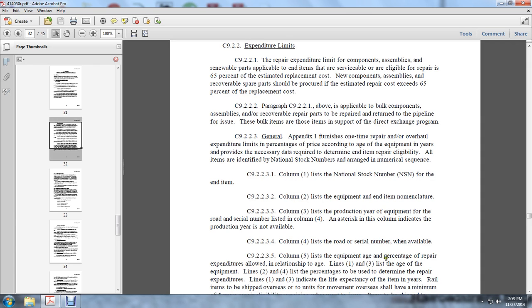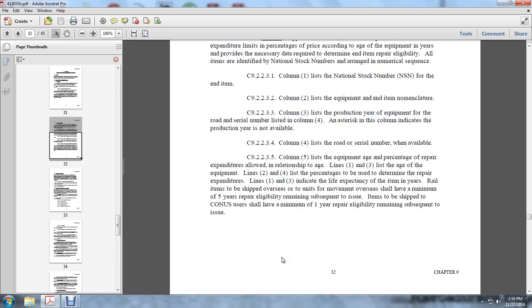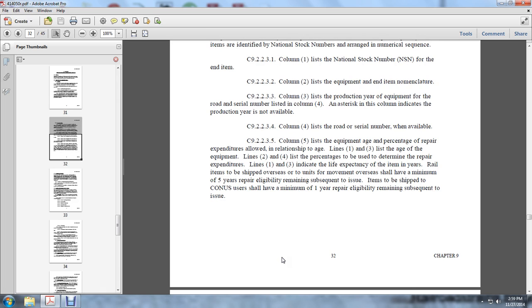Column 5 is applicable age, a percentage of the repair expenditures in relationship to age. Lines 1 and 3 list the age of equipment. Lines 2 and 4 list percentages used to determine the repair expenditures. Lines 1 and 3 indicate the life expectancy of an item in years. Rail items to be shipped overseas or units moving overseas shall have a minimum of 5 years repair eligibility remaining subsequent to issue. Items issued to the CONUS user shall have a minimum of 1 year eligibility remaining subsequent to the issue.